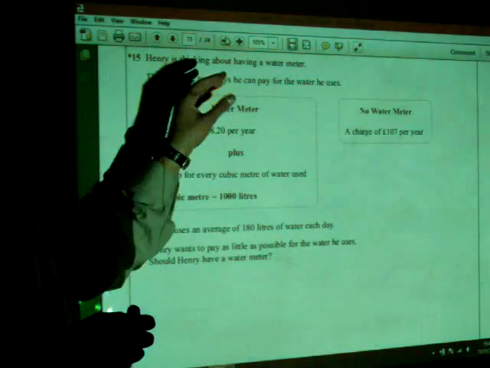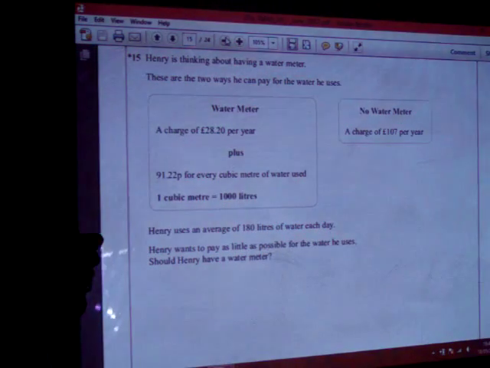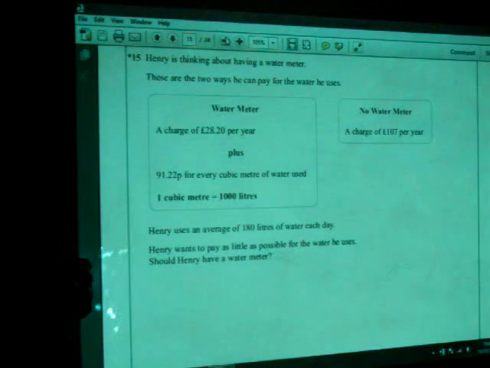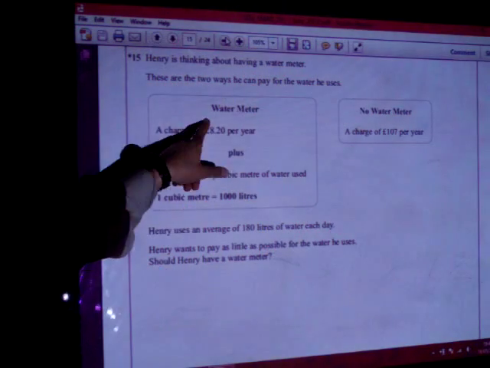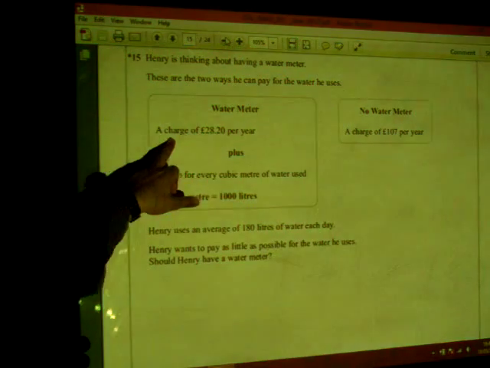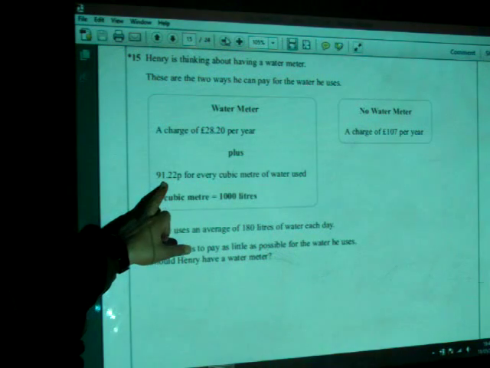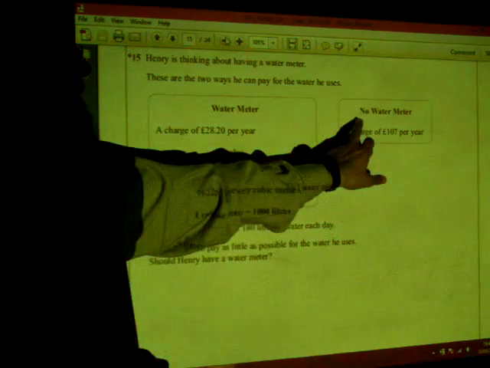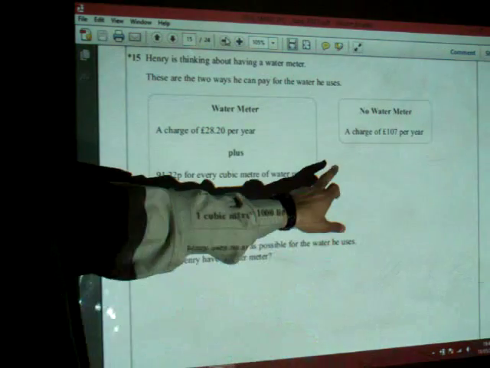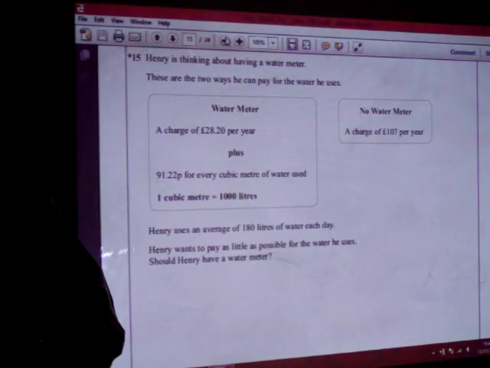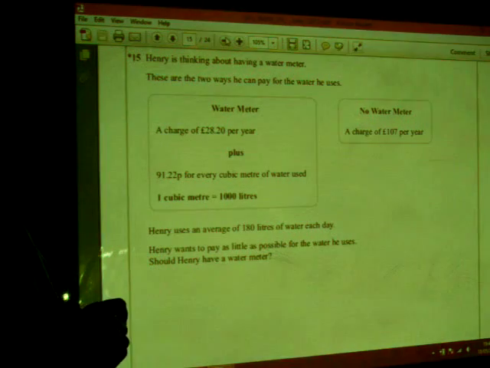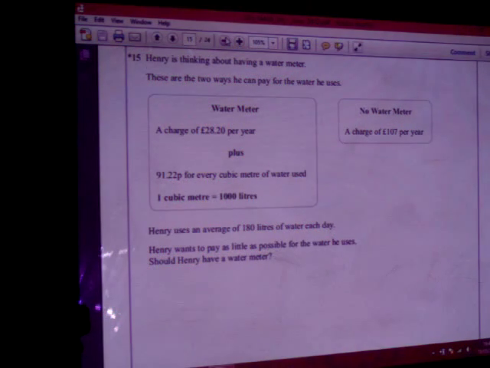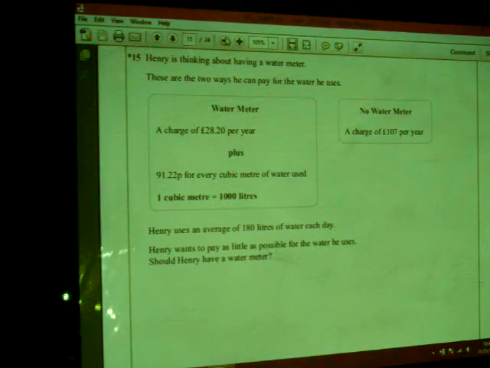Right, Henry's thinking about having a water meter. These are the 2 ways he can pay for the water he uses. This is the water meter technique. We have a charge per year plus 91.22p for every cubic meter of water he uses. And if he has no water meter, he pays a fixed charge of £107 per year. Okay, you happy with that? That's the basic question. Because Henry uses an average of 180 litres of water each day.